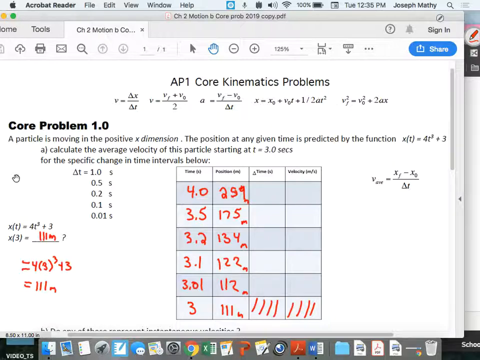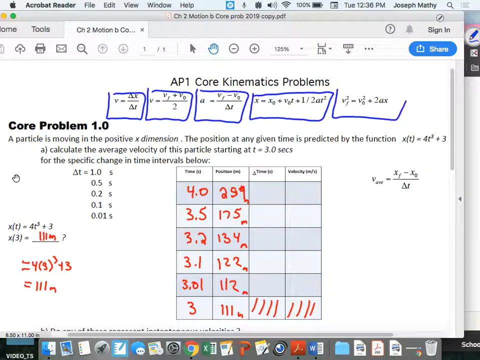If you look at these core problems and you read the first one, up above it, you notice that we have the big five equations. We're only going to use five equations to solve any core problems in here. And for starters, I've got a problem that uses the first equation.